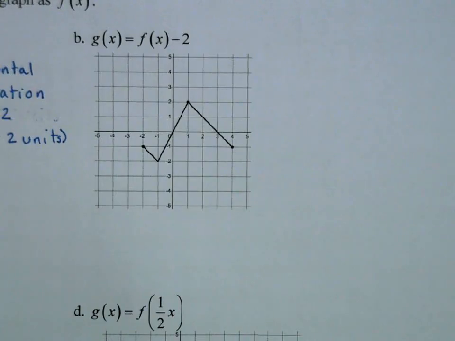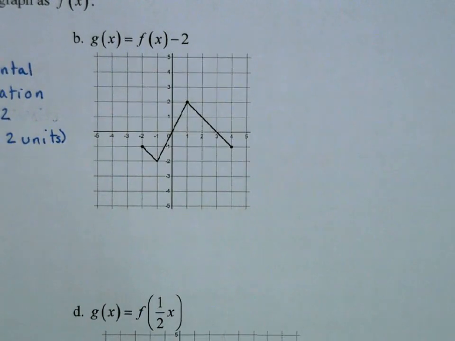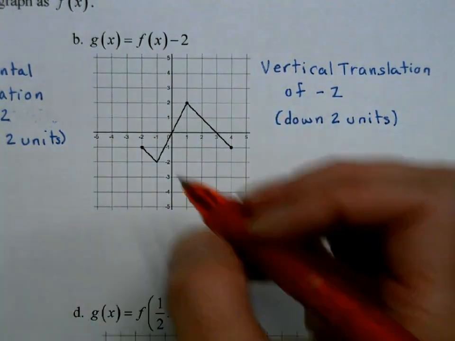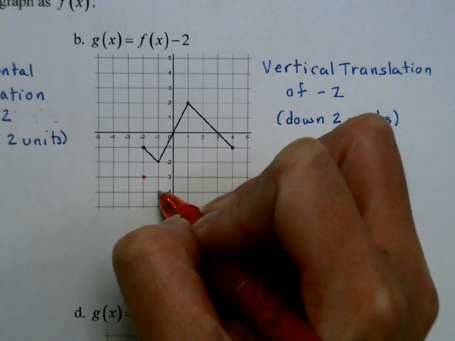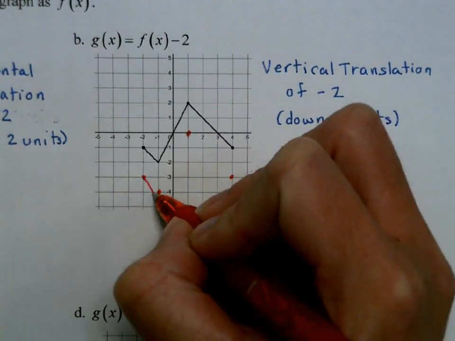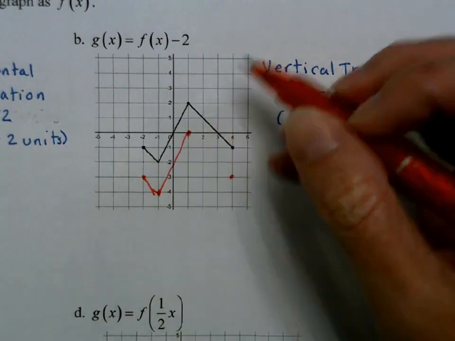Okay, this next one, we have f of x minus 2 on the outside. If it's on the outside, it affects the graph vertically. So this is going to be a vertical translation of -2. So physically, we're moving the graph down 2. So we're going to move all these points down 2 units. The shape of the graph doesn't change, just its location.